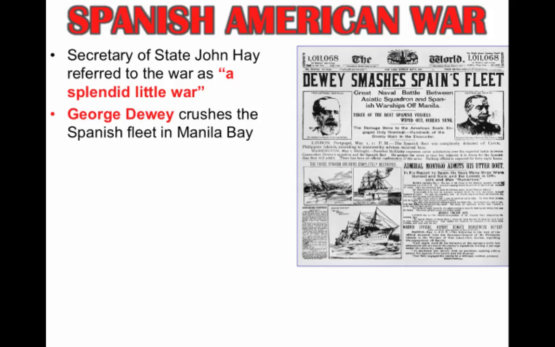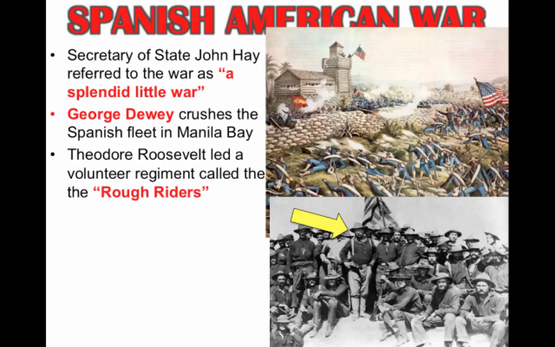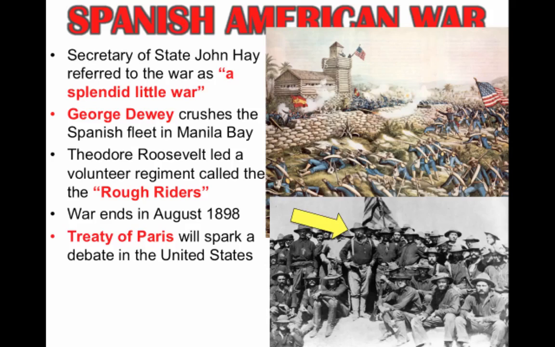It does begin in the Philippines first. Another Spanish colony, George Dewey, an American naval official, crushes the Spanish fleet in Manila Bay. Theodore Roosevelt resigns as Assistant Secretary of the Navy, joins a group called the Rough Riders, there you can see, and the famous Battle of San Juan Hill in Cuba, a huge U.S. victory. And the war ends as quickly as it starts in August of 1898 with eventually the Treaty of Paris.